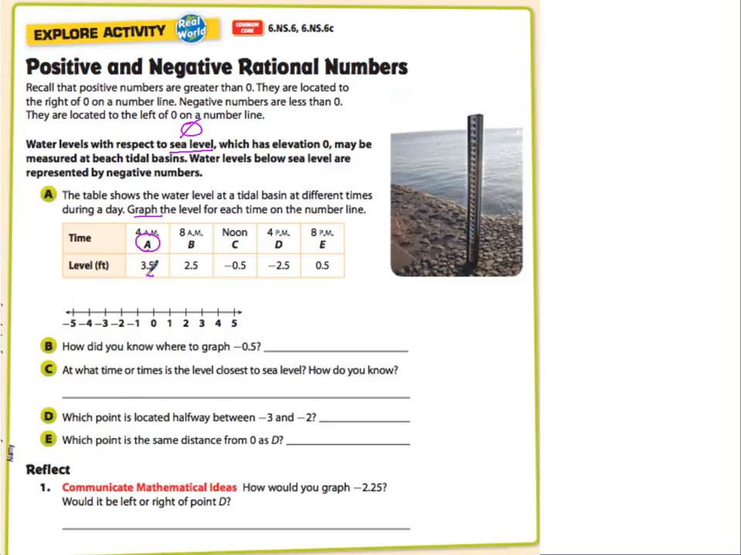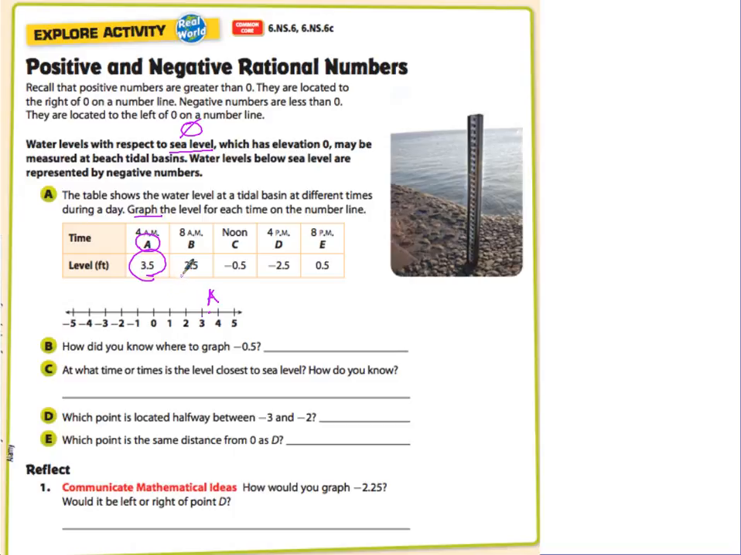So in this case, I'm looking for 3.5. Well, is that going to be between 2 and 3 or between 3 and 4? 3.5 is larger than 3. So it would have to be closer to 4 than it is to 2. So it would have to be between 3 and 4. All right, so that is A. So that's at 4 a.m.